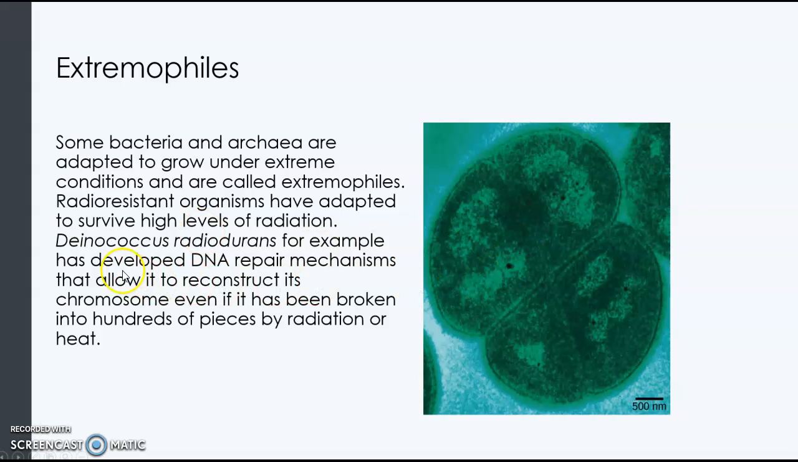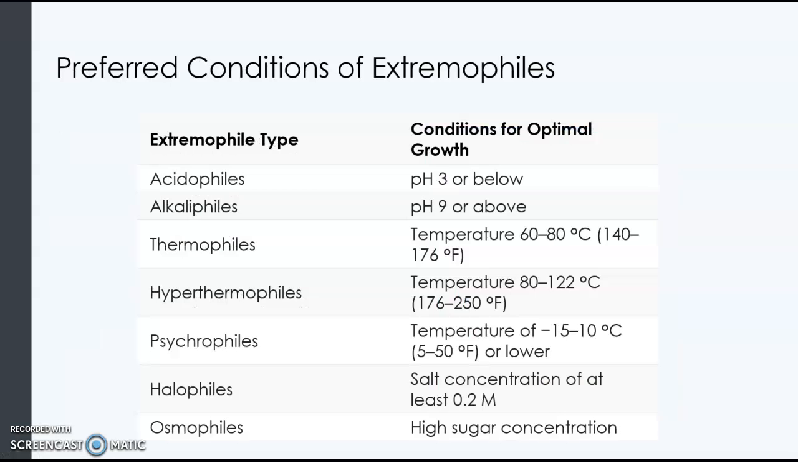This is an image of, let's see if I can say it, Deinococcus radiodurans. It has developed DNA repair mechanisms that allow it to reconstruct its chromosome, even if it has been broken into hundreds of pieces by radiation or heat. So it's an extremophile. It has adapted to high levels of radiation or heat.